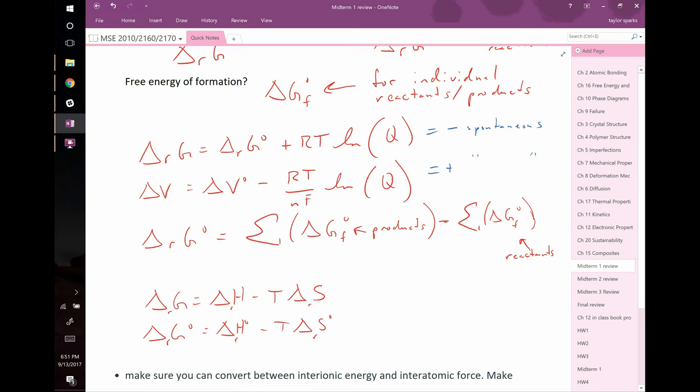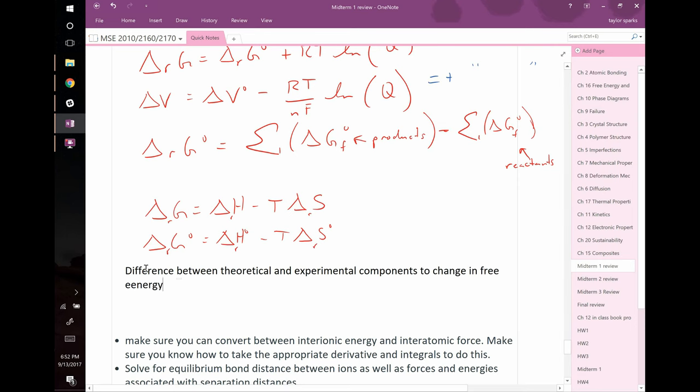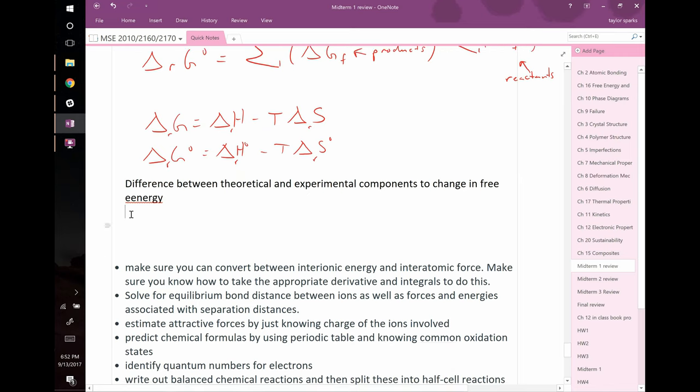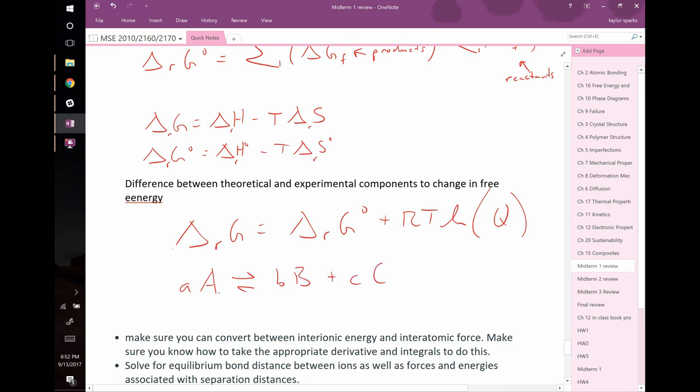Yeah, let's do that. The difference between theoretical and experimental components to change in free energy. So you've got delta RG depends on delta RG naught plus RT natural log of Q, where this maybe is our reaction. Let's say it's A moles of compound A reacting to form B moles of compound B plus C moles of compound C. This is a gas, that is a gas, and that is a gas.